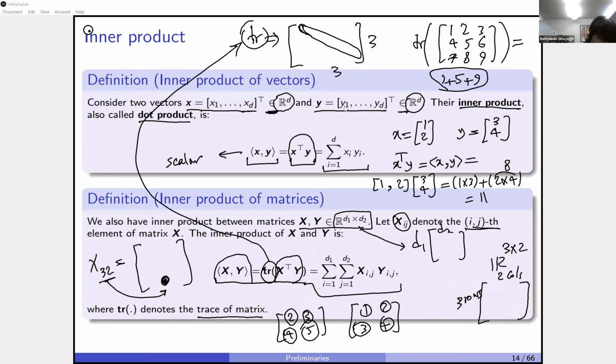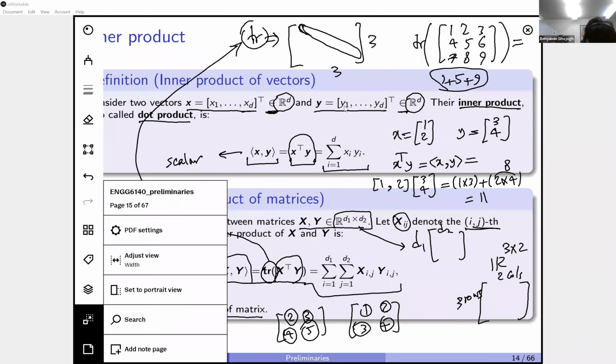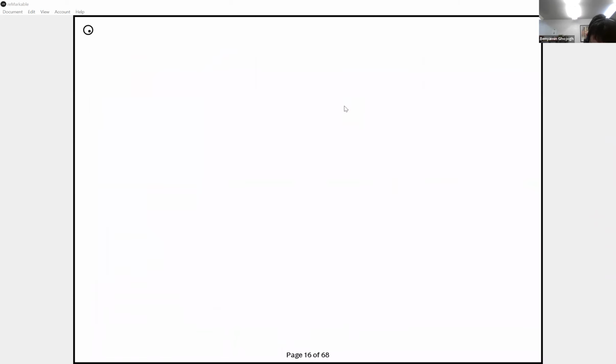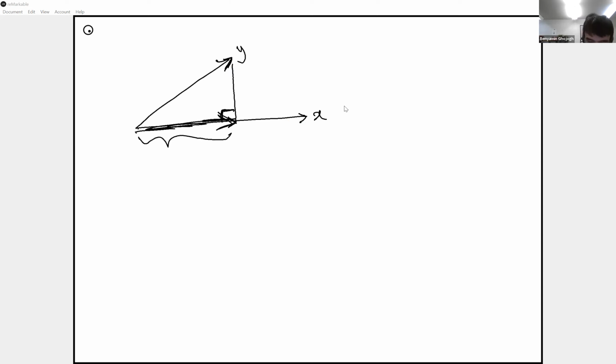Visually, if you have 2 vectors, X, Y, for vectors I'm talking about, you project the vector Y to X, it means that you write a line which is perpendicular, and this amount is a projection of Y onto X. This is a vector, again, a vector. So this is the vector X, the whole thing. This is the vector Y.